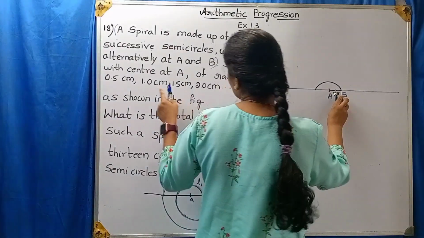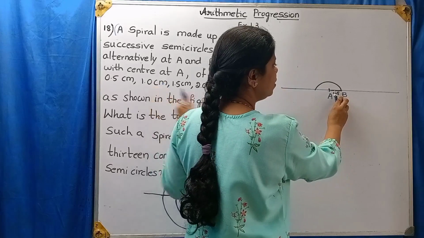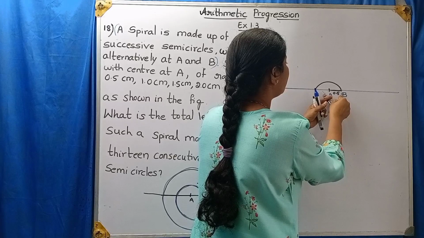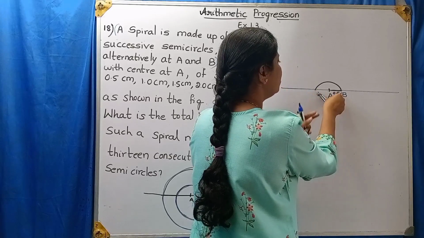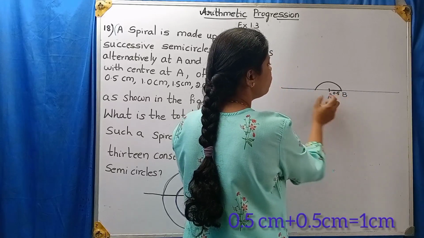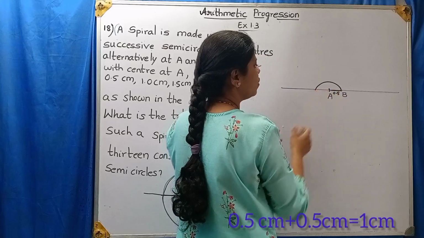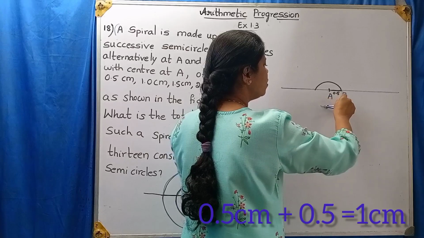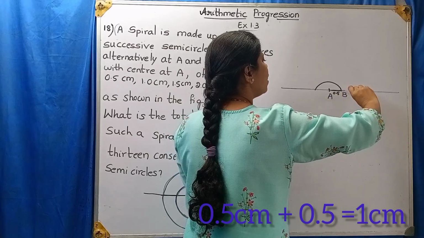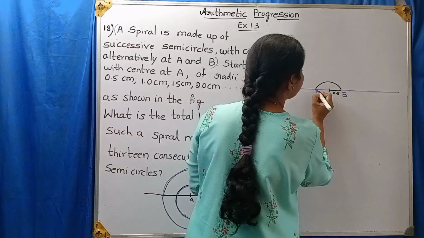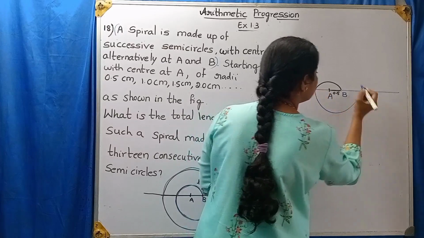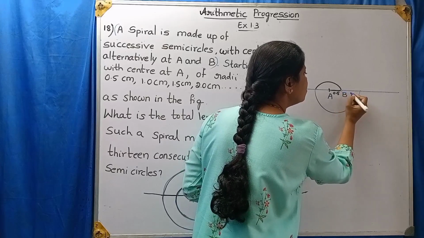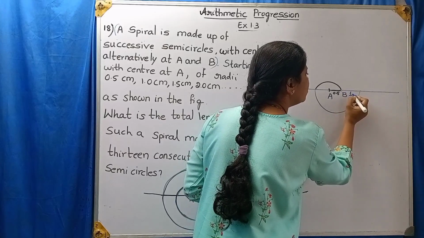Now, the radius is 1.0 centimeter, right? Therefore, see this one, 0.5 and this is 0.5. This radius is also 0.5. So, keeping B as center, let me draw a successive semicircle like this. And this semicircle measures 1 centimeter.